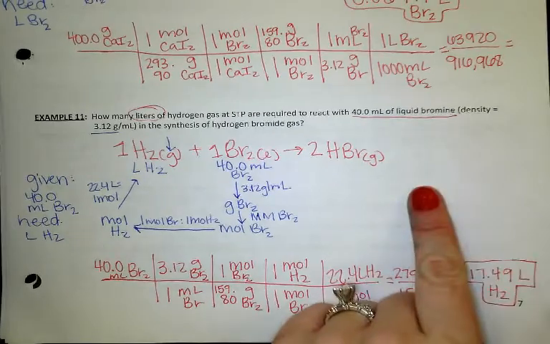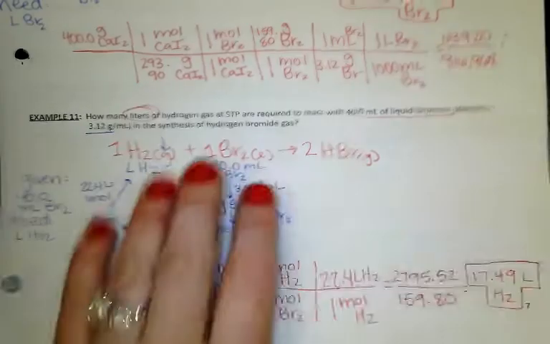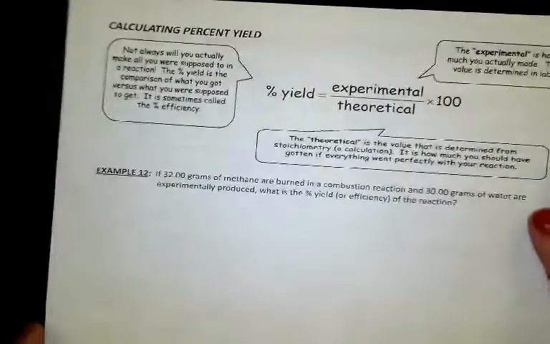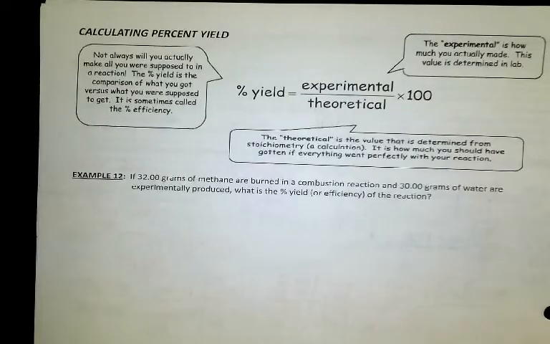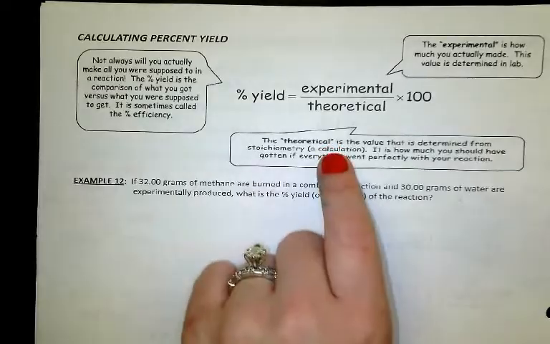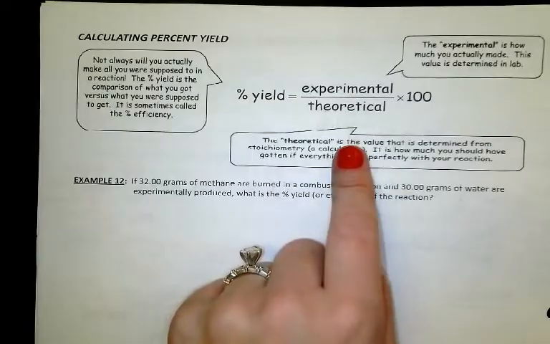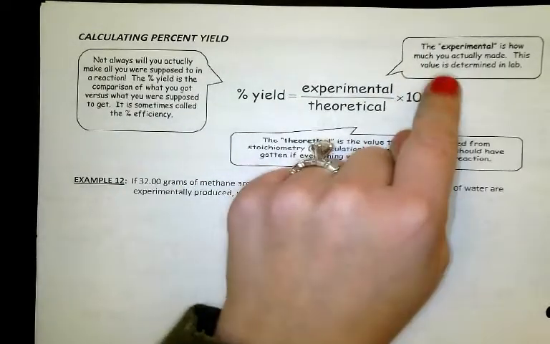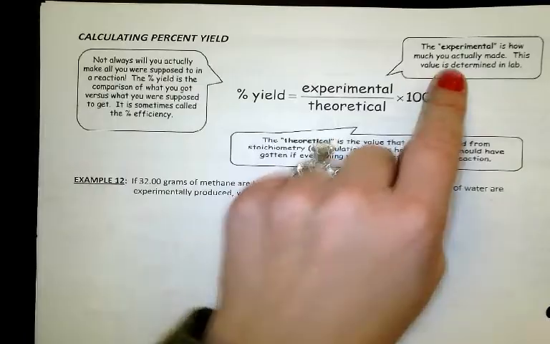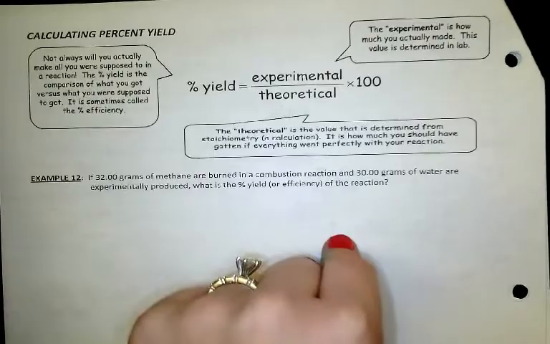Now, the last thing we're going to talk about today is calculating percent yield. Okay? So, in a perfect world, we will make 100% of the theoretical yield. Now remember, the theoretical yield was calculated using stoichiometry. Okay, that is how much we theoretically can produce. Okay. Now the experimental yield is what you actually made. So you went into the lab, you did this reaction, and it's what you actually produced. Okay. Now the percent yield is what percentage of my theoretical did I actually get.